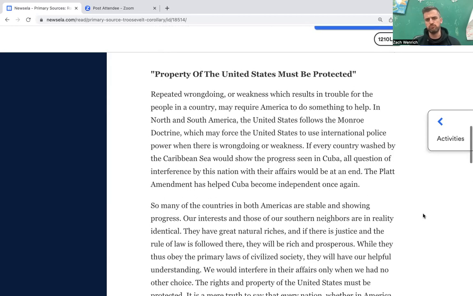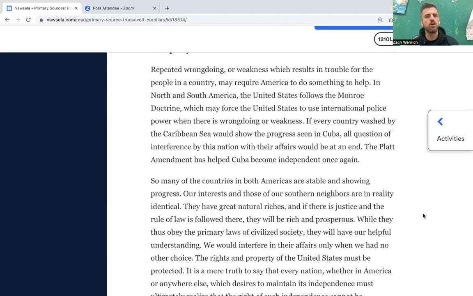Property of the United States must be protected. Repeated wrongdoing or weakness which results in trouble for the people in a country may require America to do something to help. In North and South America, the United States follows the Monroe Doctrine, which may force the United States to use international police power when there is wrongdoing or weakness. If every country washed by the Caribbean Sea would show the progress seen in Cuba, all question of interference by this nation with their affairs would be at an end. The Platt Amendment has helped Cuba become independent once again.